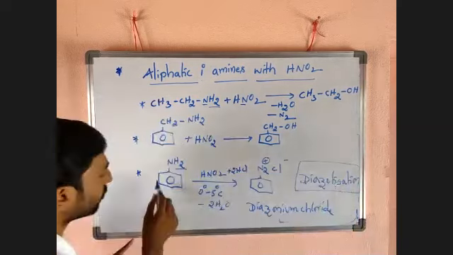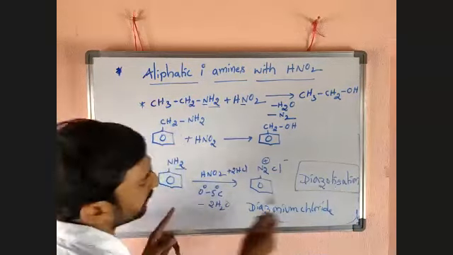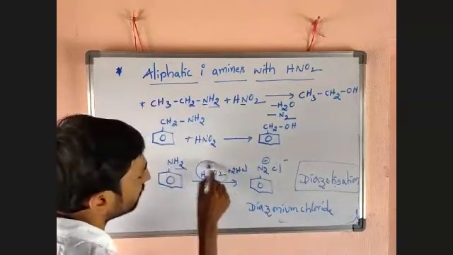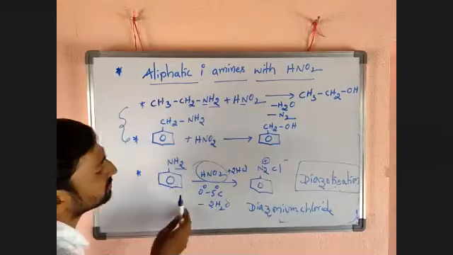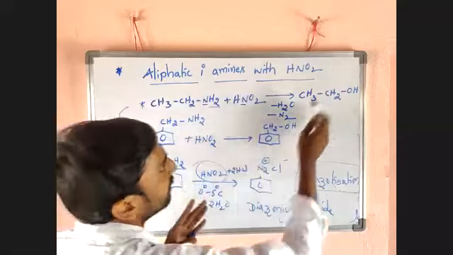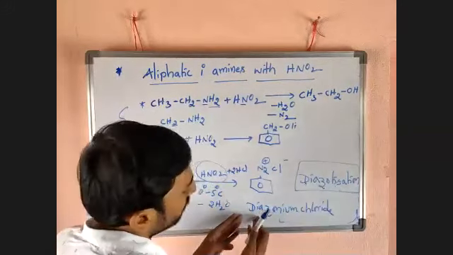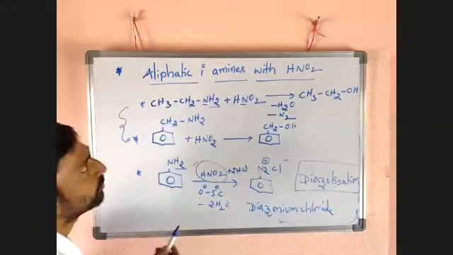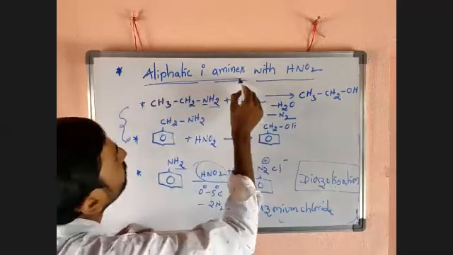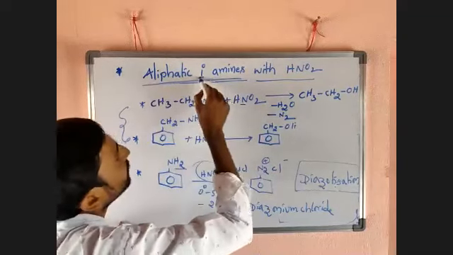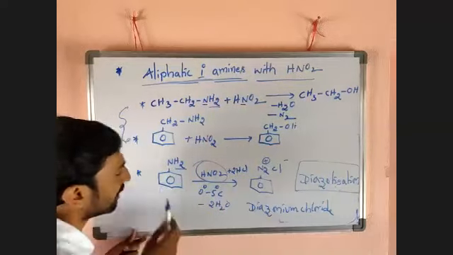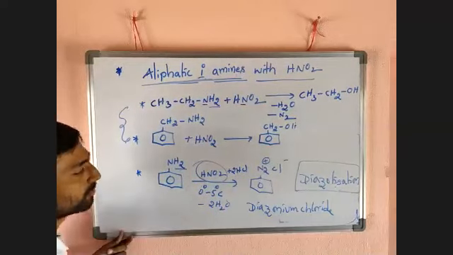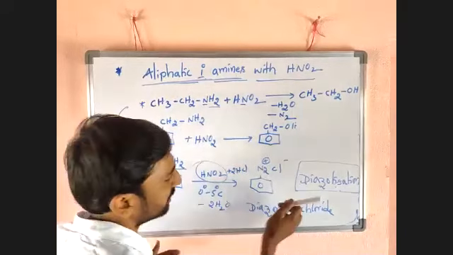Diazotization means aromatic amines react with HNO2 or NaNO2, but aliphatic amines cannot give that product. They just give alcohol instead of diazonium chloride. It is important: aliphatic primary amines react with HNO2 to give alcohols, not aromatic primary amines. Aromatic primary amines give diazonium salts.